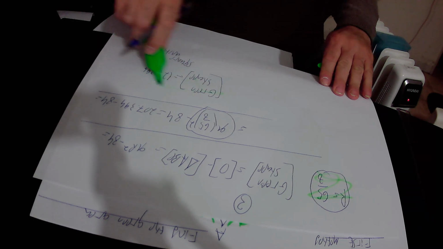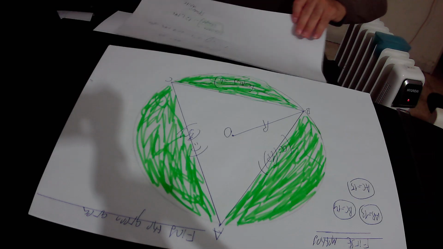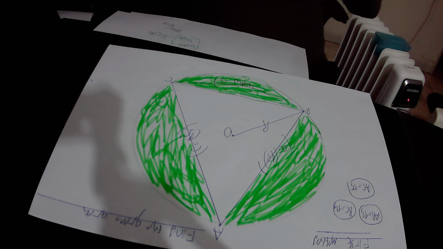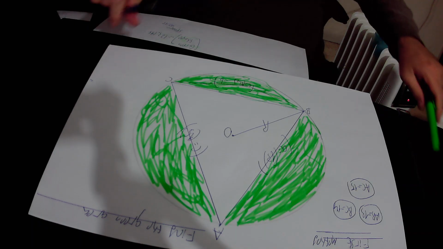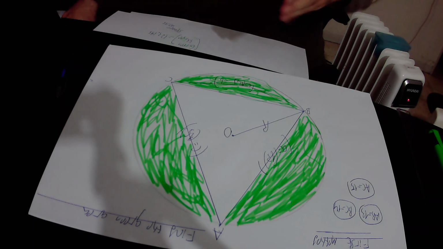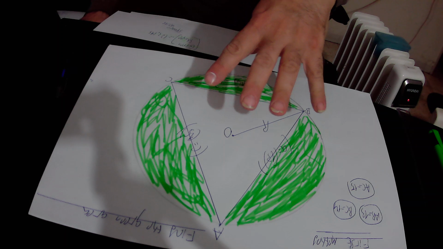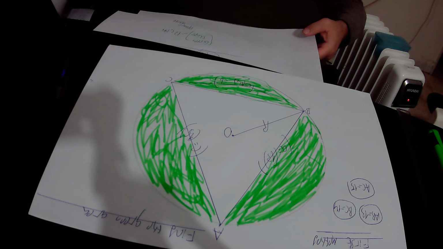I repeat again. According to the first method, the area of this green shape equals 123.394 square units. We finished with the first method. In the next step, I will present to you how to find out the area of this green shape according to the second method.